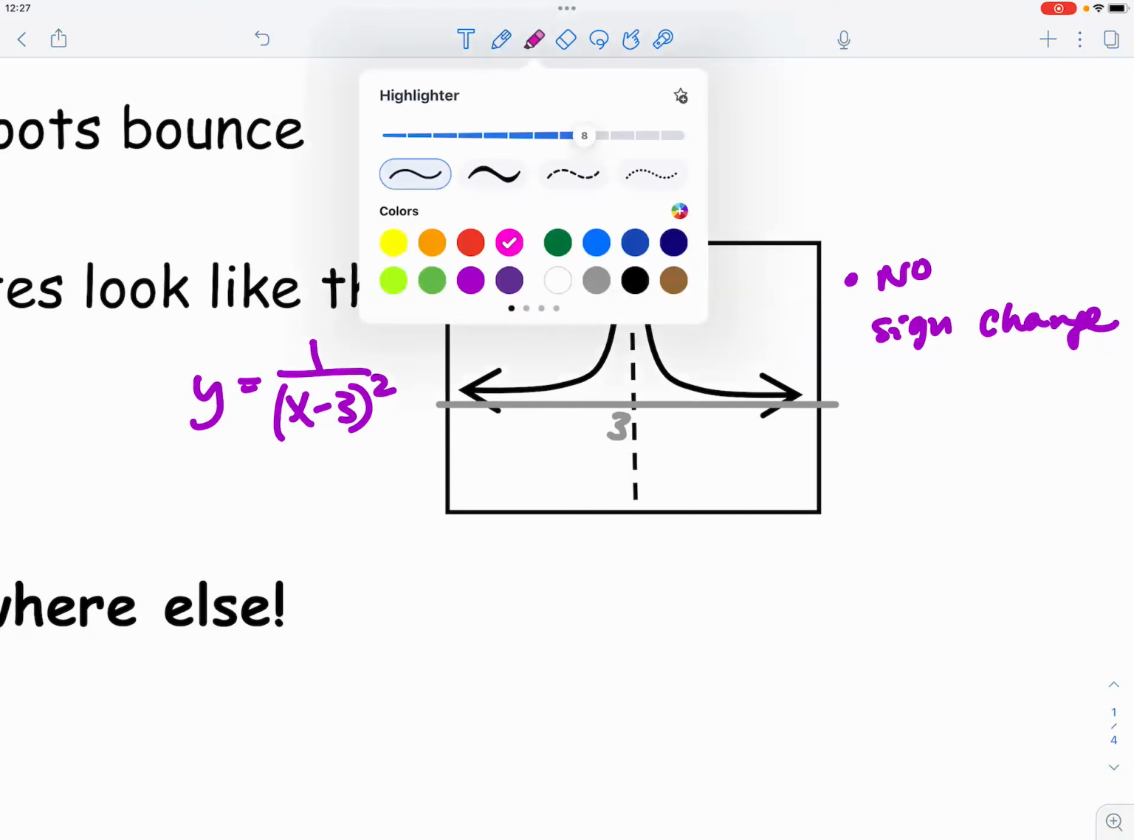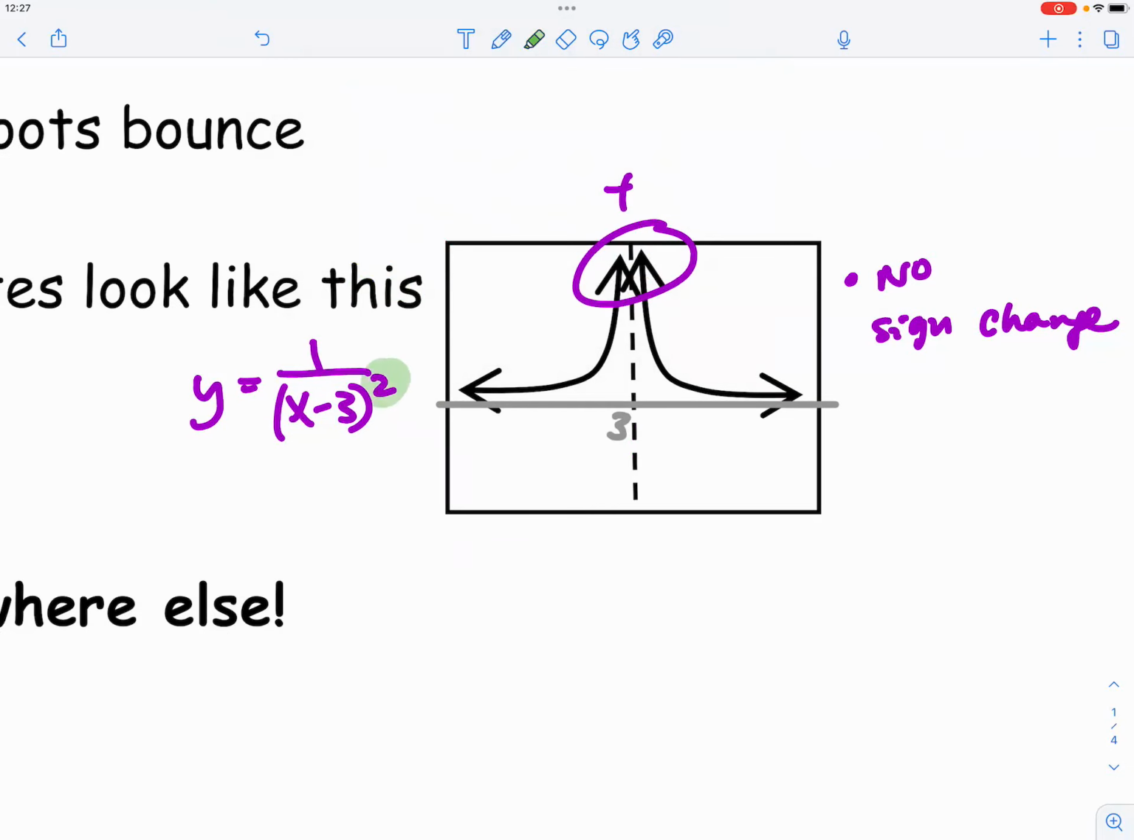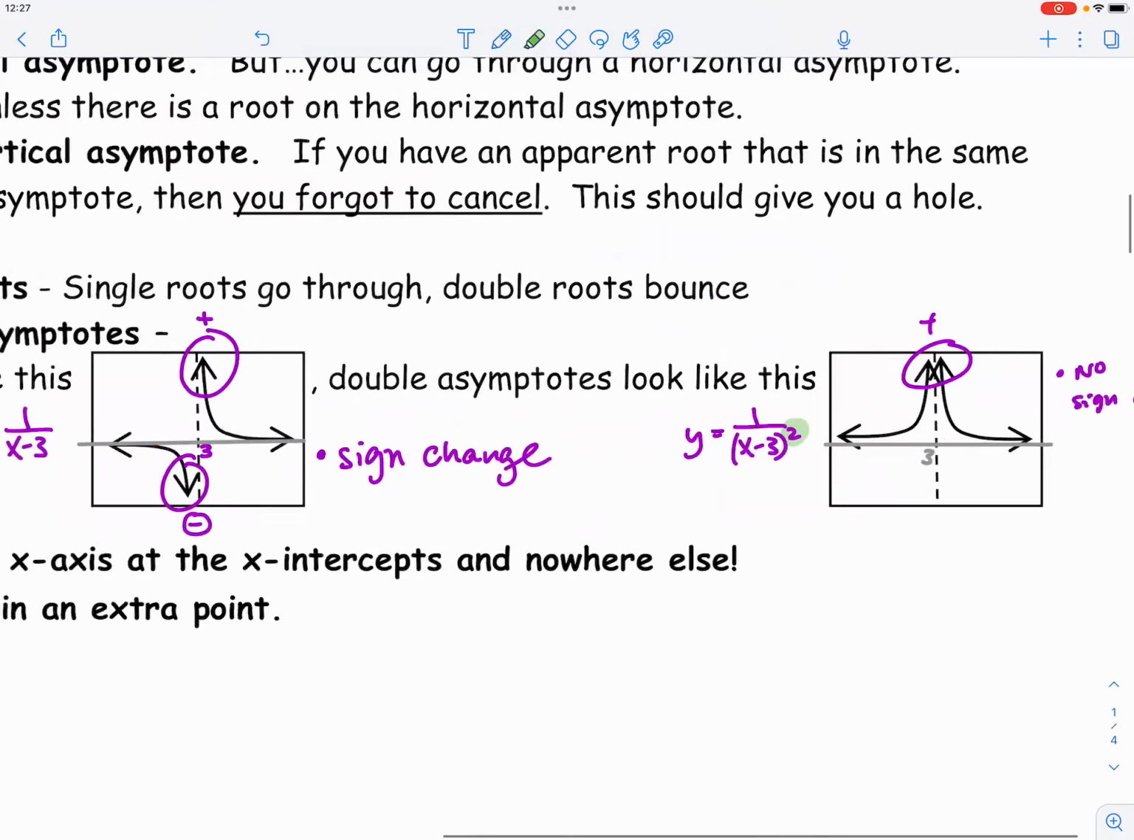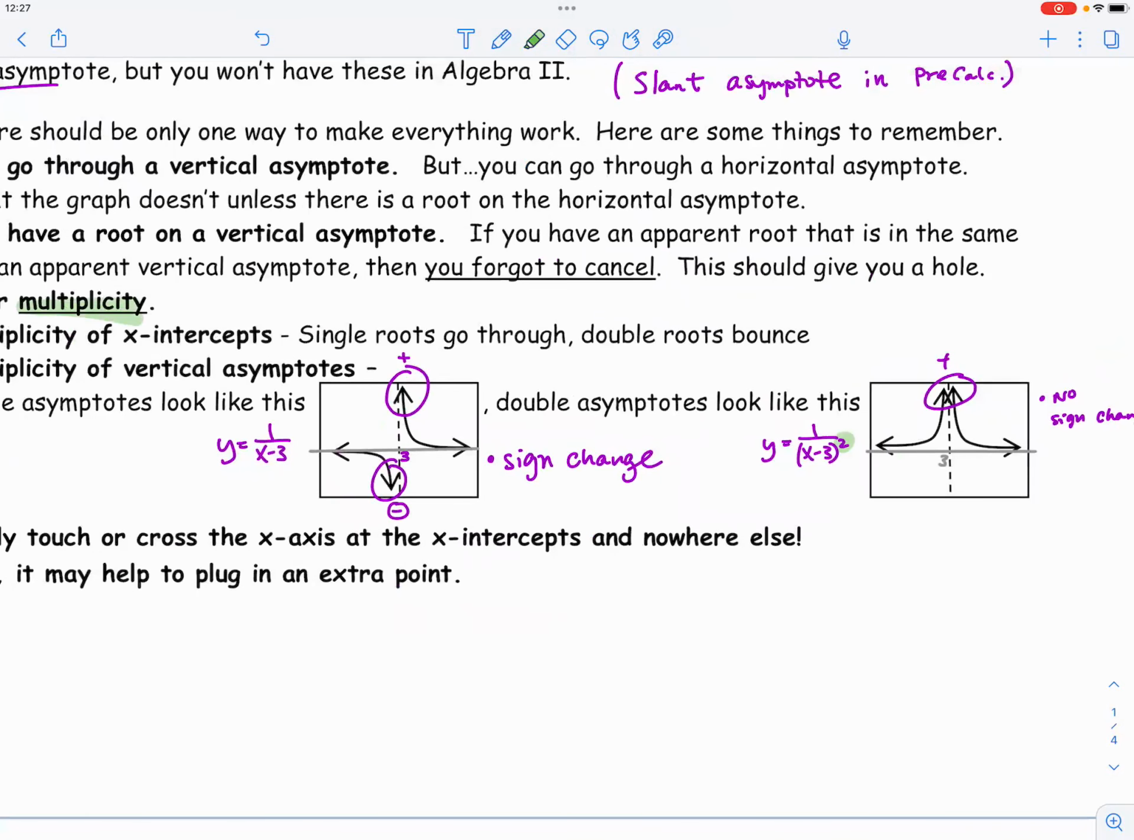Tomorrow we'll discuss a bit more about what this 2 means. That means multiplicity, but we will save that for tomorrow. So today we'll just go over something very simple, very straightforward.